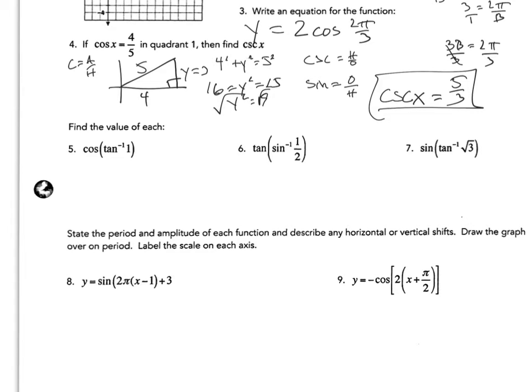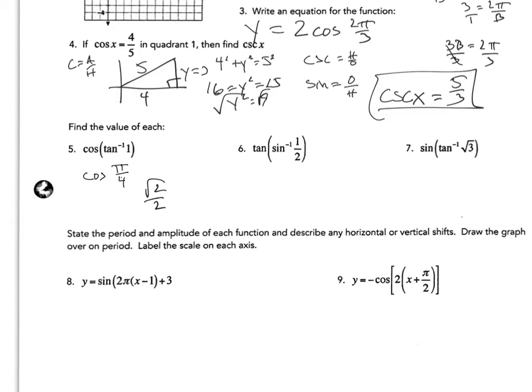I believe there's either 2 or 3 of these where you're just using the inverse of your unit circle. So what angle has a tangent of 1? That's pi over 4. If you'd rather do it in degrees, it's 45 degrees. And then you want to do the cosine of pi over 4, so it's radical 2 over 2.